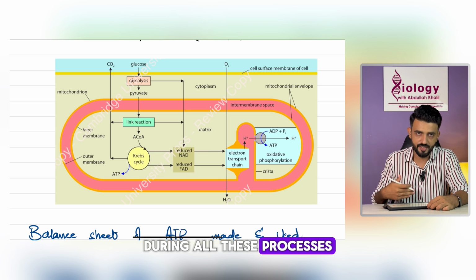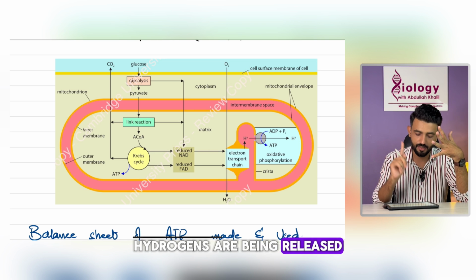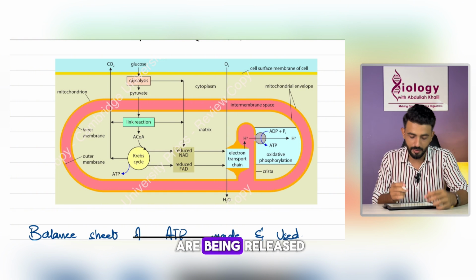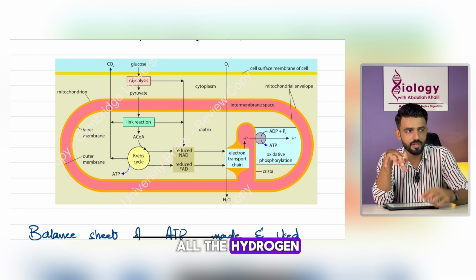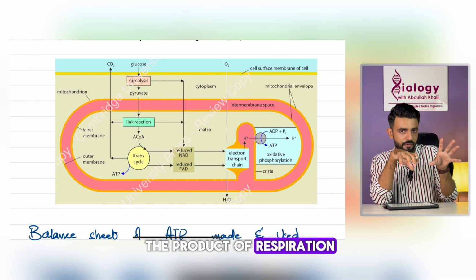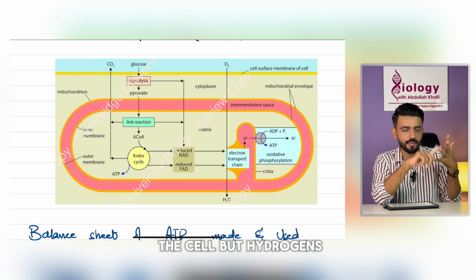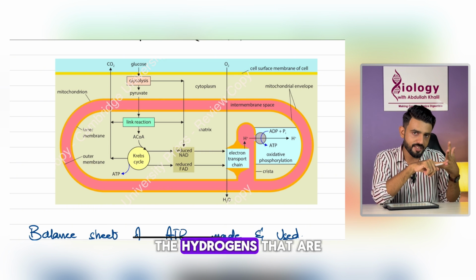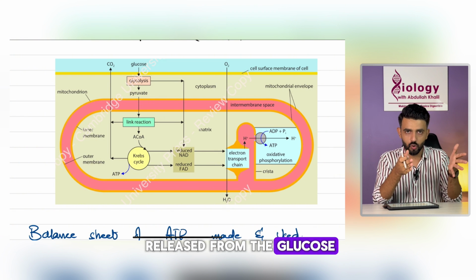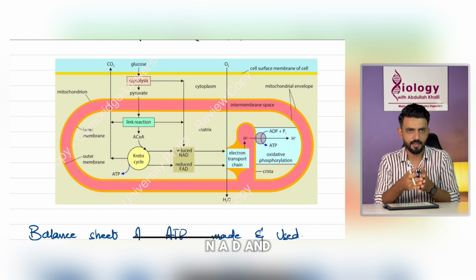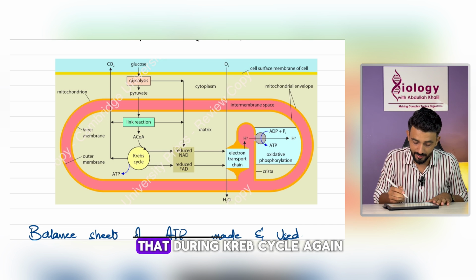During all these processes, hydrogens are being released. During link reaction and Krebs cycle, carbon dioxide and hydrogen are being released. Carbon dioxide is the product of respiration. It is released outside the cell. But the hydrogens that are released from the glucose are actually accepted by the acceptor molecules NAD and FAD. We have already discussed that.